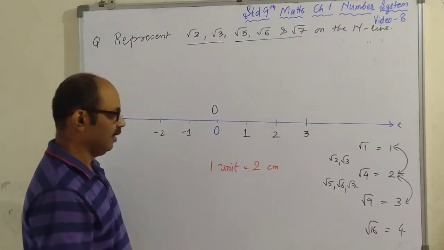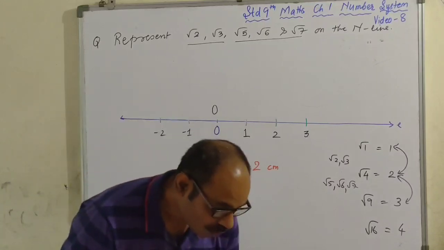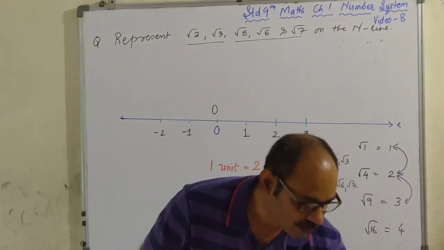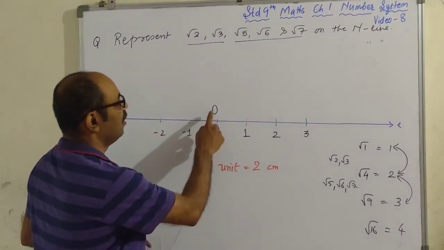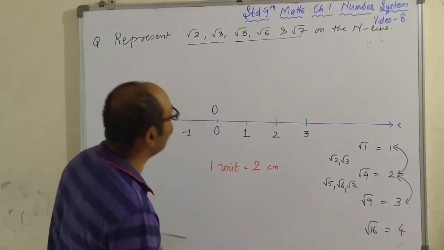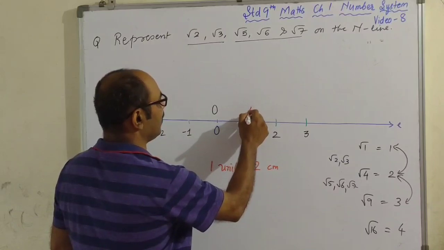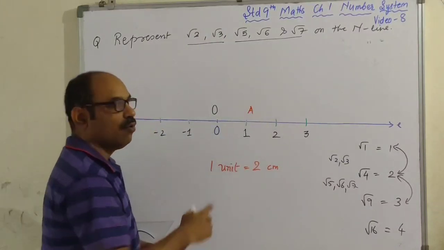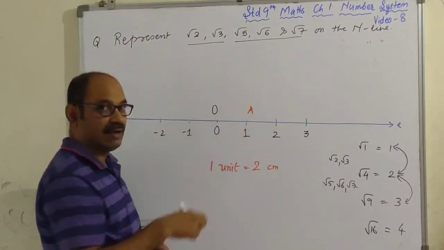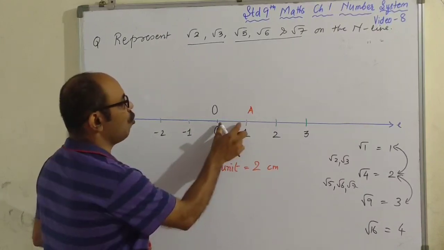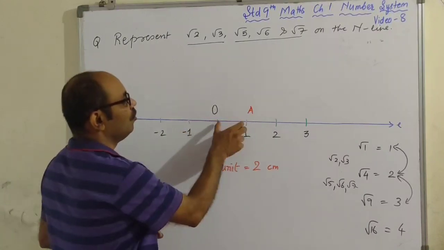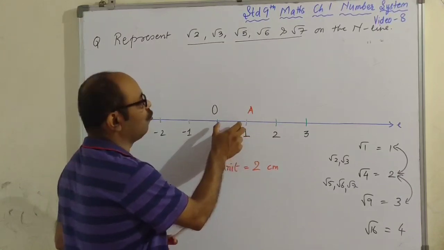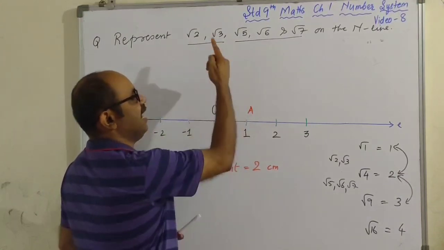Now, what you have to do with the help of a set square, this is the origin O, and this point is A. O corresponds to 0 and A corresponds to 1. So OA is 1 unit. So you have to draw a perpendicular to OA at A.